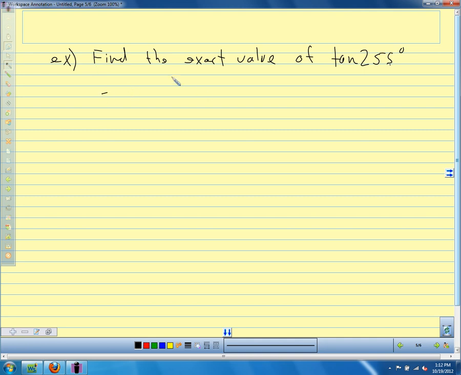So because we see this code that says exact value, that tells us we're on the unit circle, we want two unit circle angles that add or subtract to 255 degrees. So what are two angles that would add or subtract? And there is more than one way that you can do this. You get the same answer no matter how you do it. So what would be two unit circle angles that would add or subtract to 255 degrees? Anybody have a suggestion?